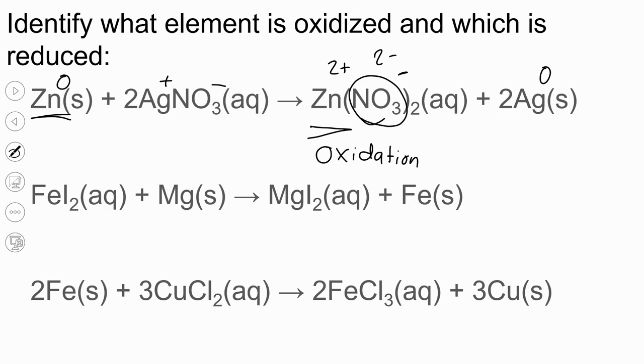Okay. The other one must be reduced, but let's think through it. So we have a plus charge. Now we have a 0 charge. If we add 1 electron to silver, then it's going to have a 0 charge. So we're adding electrons, we're gaining electrons, it's reduced.